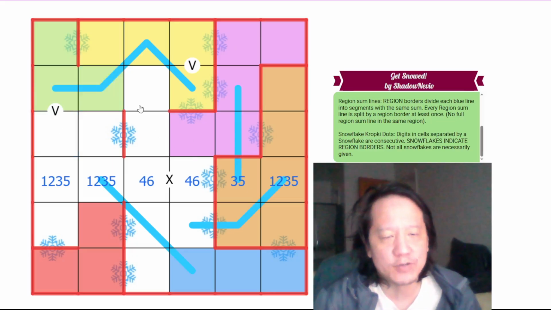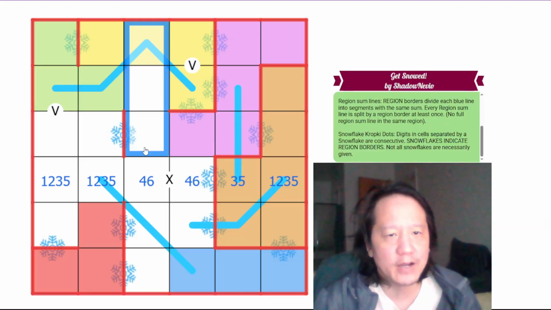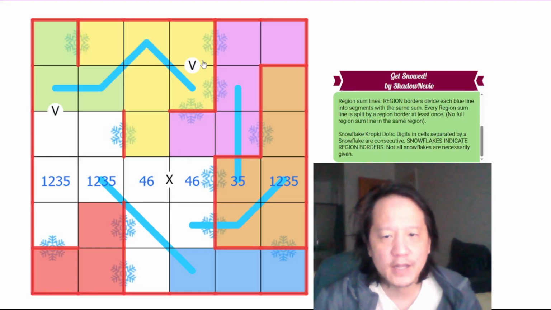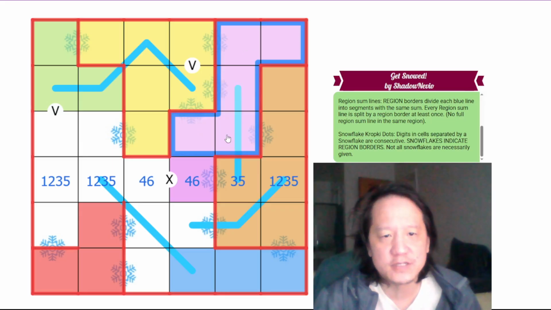This must be green. Yellow has to be able to go out to form a region. So this must be yellow and yellow. And that's the whole yellow region. Pink has to go out to form a full region. So this is pink. So we have 6 cells in the pink region. And that's done there.